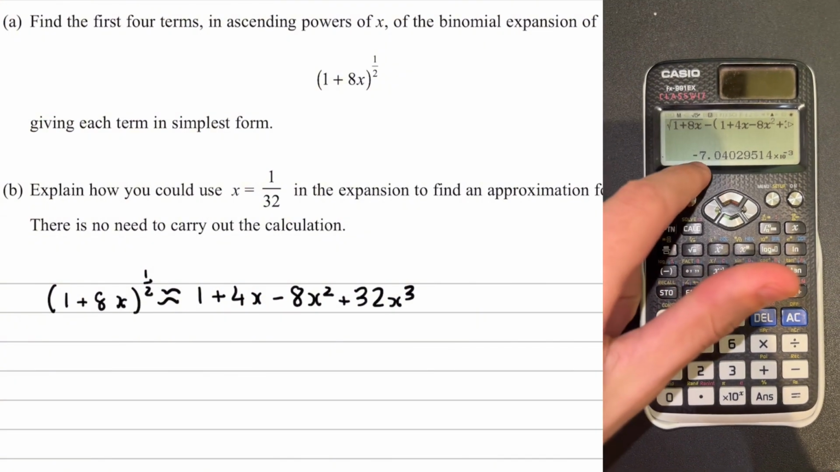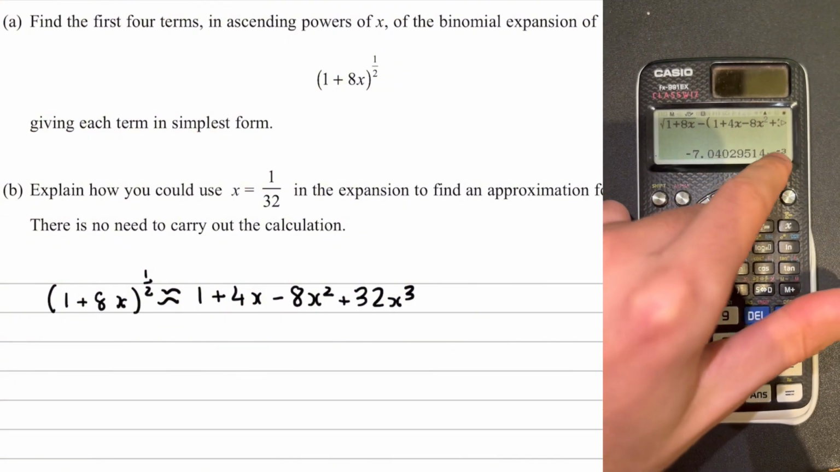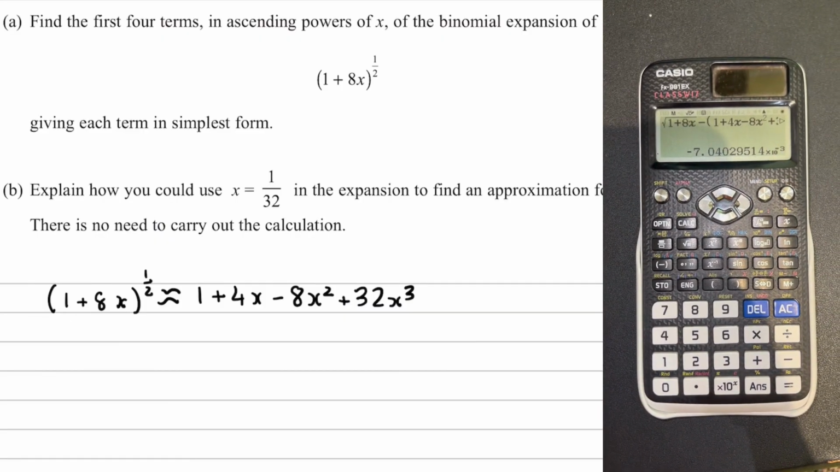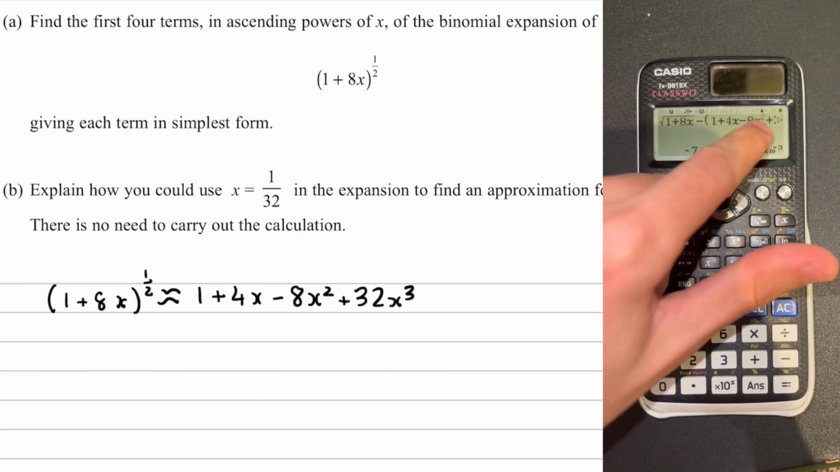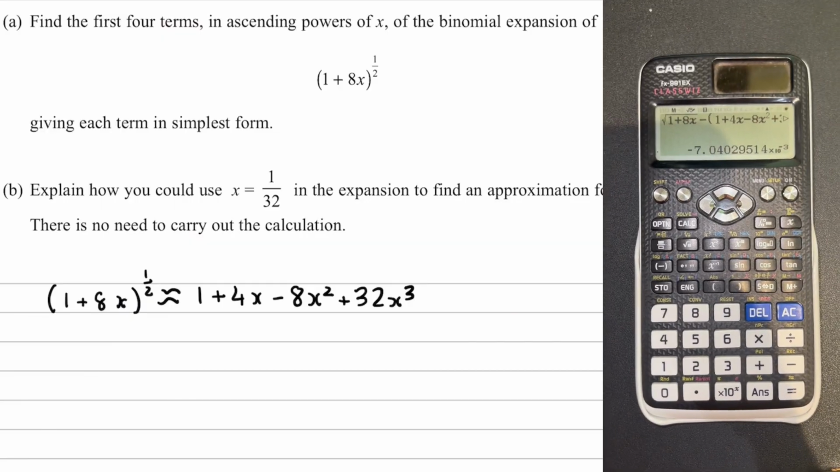Now, we're not going to get exactly 0 because binomial expansion is just an approximation. So if we're close to 0, then we can be assured our answer is correct. So our binomial expansion is correct.